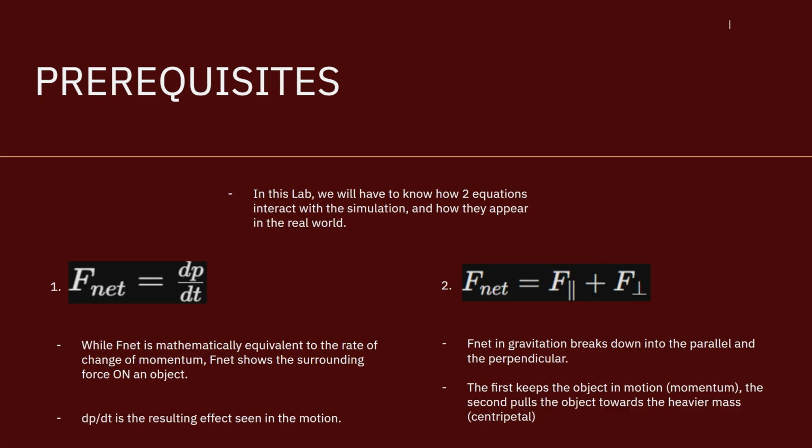Now, for the second equation, we're looking at the same F net, where it's equal to F parallel plus F perpendicular. In this equation, we see that F net in gravitation breaks down into the parallel and the perpendicular. The first, the parallel, keeps the object in motion, where we see momentum, and the second pulls the object towards the heavier mass. It's the centripetal force facing the inside of whichever circle or orbit this object is following.